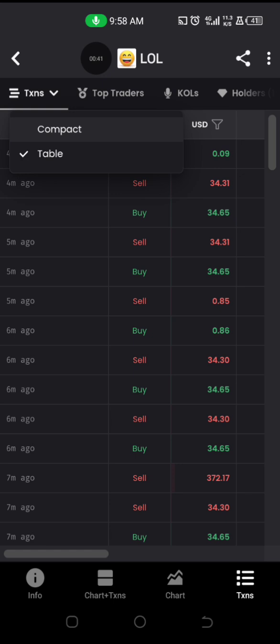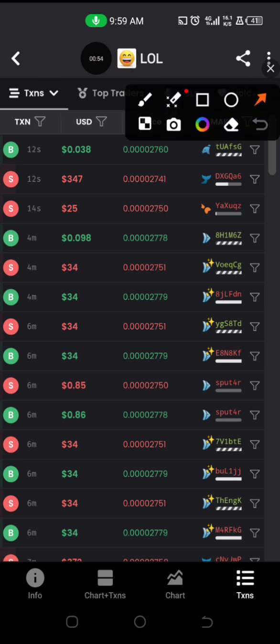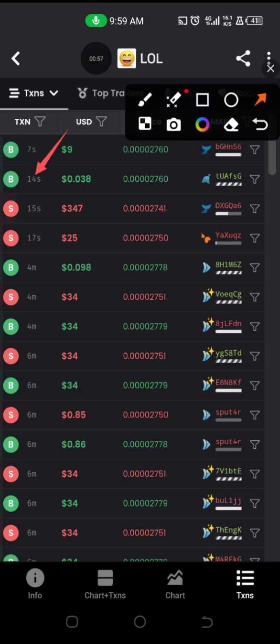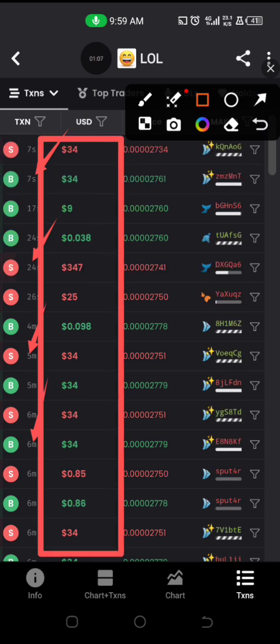You can see currently it's on table, that is, we selected table. Let's click on compact. When you click on compact, this is how it's going to appear, and you'll be able to find the time how people are buying token. That is the time, and this place is the amount each wallet is buying, and it is real live as it is happening.